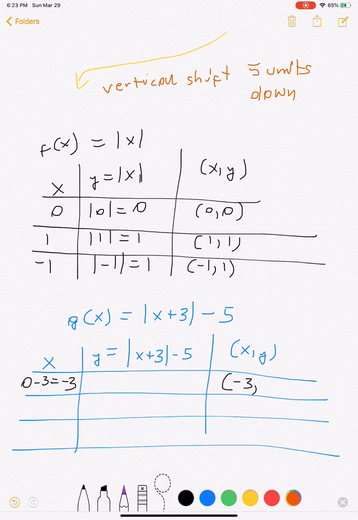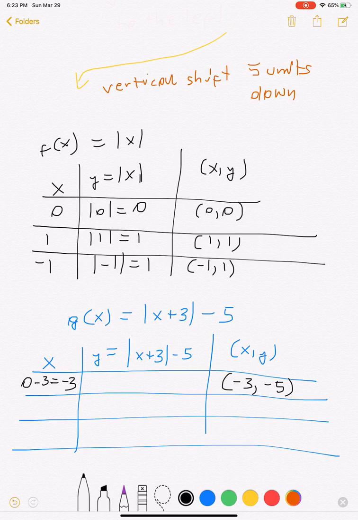Now what's going to happen to the y value? Originally you had 0, but since we have that vertical shift 5 units down, what's going to happen? Take that original y coordinate, which was 0, and subtract 5. So you take that 0, subtract 5, and you end up with -5.